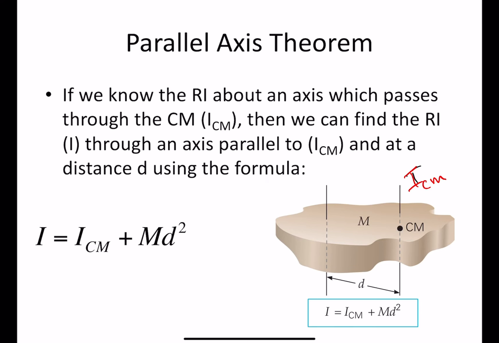Now, if you're asked to find the I about an axis which is parallel to the center of mass axis, but at a distance d away from it, so this axis, then you can easily find I using the parallel axis theorem. So it's just going to be ICM plus MD squared. We are not going to get into the proof of this theorem. You're just going to use it. You don't have to worry about how this theorem is proved.